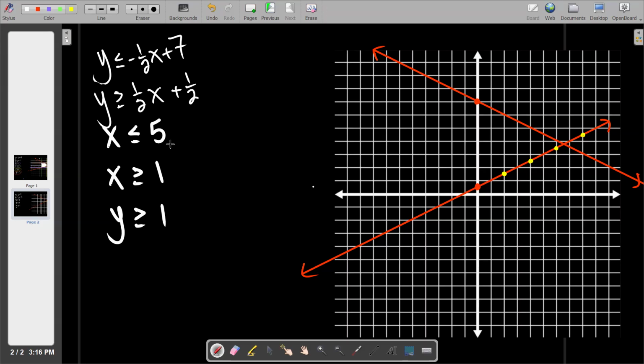How about the third one? X is less than or equal to 5. What's that all about? Yeah, so let's head over to 5 to the right. 1, 2, 3, 4, 5. Let's draw a vertical wall down through there.